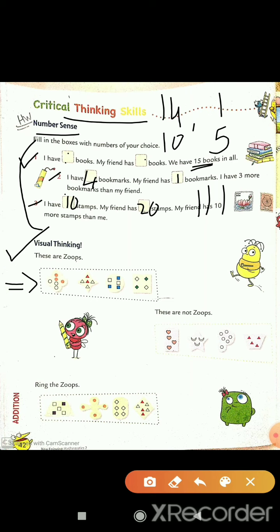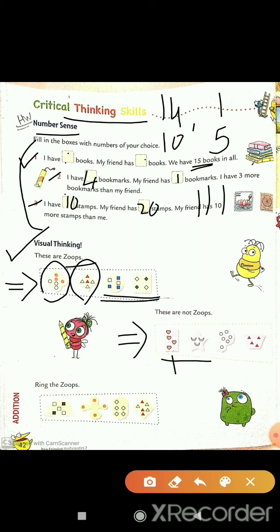Next, visual thinking. These are zoops. These are not zoops. See, students, here all the circles are not colored. Here also all the triangles are not colored. Here also all of them are not colored. So the images in which all the things are not colored are zoops. And here either everything is colored or nothing is colored, so these are not zoops.